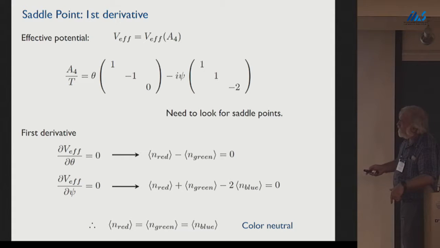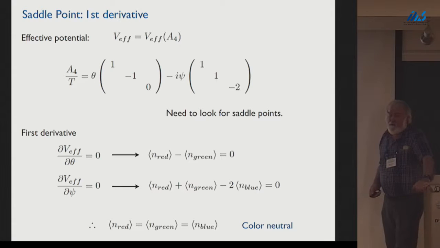And if we look at the consequences of a particular point being a saddle, and we differentiate with respect to theta, and we differentiate with respect to psi, it turns out that you can prove, because of the way the Polyakov loop couples to quark densities, that this one says red minus green density is 0. In other words, the number of red quarks equals the number of green quarks. And differentiating with respect to psi says number of red plus number of green minus twice the number of blue is equal to 0. And so the conclusion is that the CK symmetric saddle point is a color neutral saddle point. Again, this is not something you all would necessarily appreciate, but it has actually plagued attempts to do analytic calculations in the past.